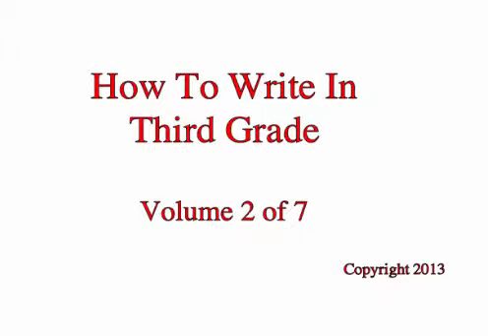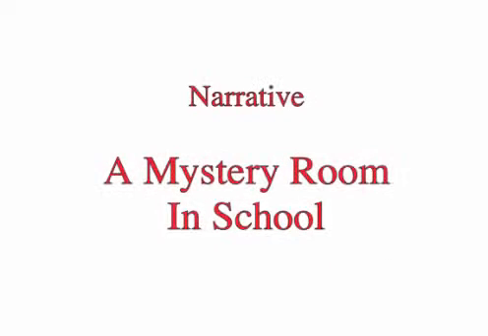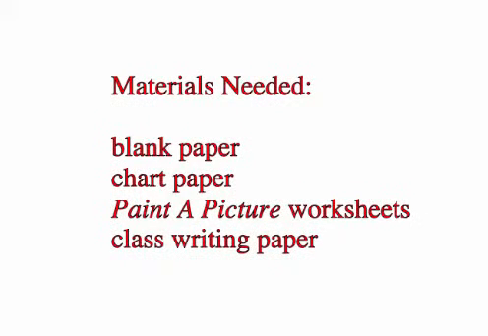How to Write in Third Grade, Volume 2 of 7. Narrative: A mystery room in school. Time needed, 3 periods of 30 minutes. Materials needed: chart paper, blank paper, paint-a-picture worksheets, class writing paper.